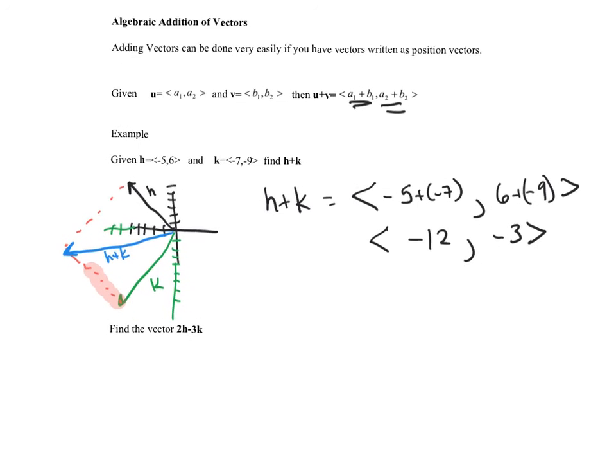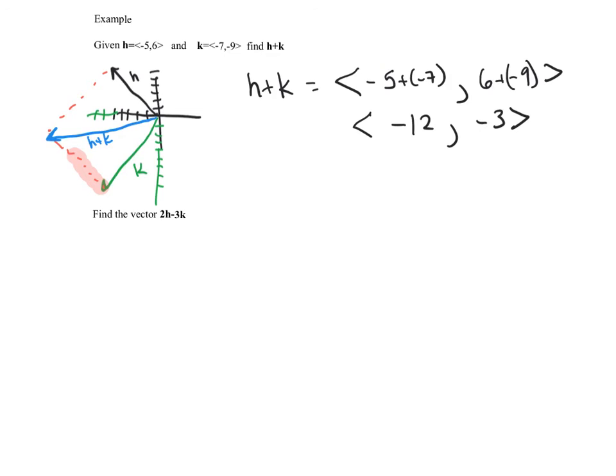So let's look at our next example. It says find the vector 2h minus 3k. In this case, we have two vectors, but we really don't know what each of them are. So what we'll do is find the vector 2h first, and we'll add it to the vector 3k. Remember, when you're multiplying a vector by a number, you're just multiplying both numbers in that vector by the number out front. So we're just doubling both of those numbers.